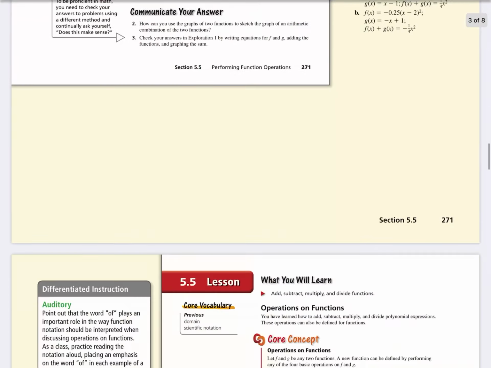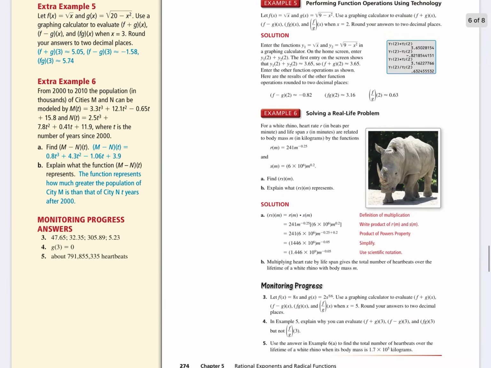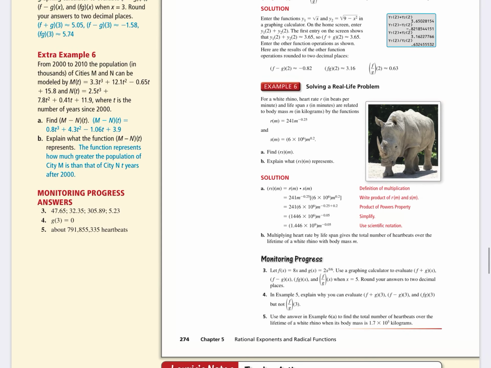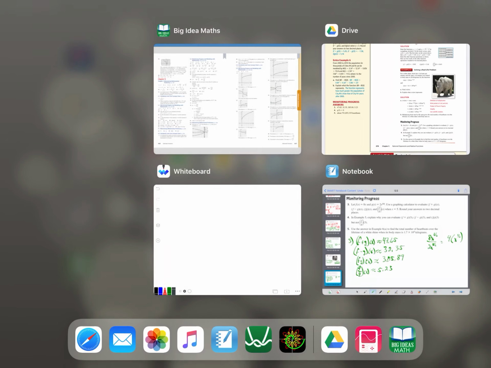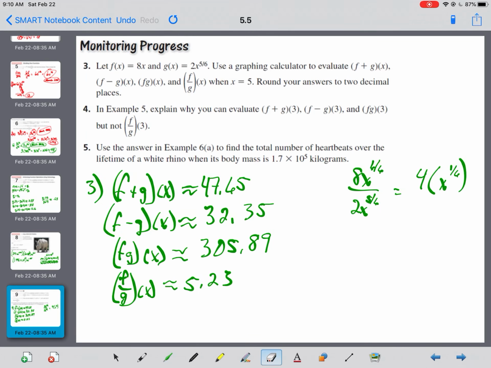And awesome. Too far. There's that rhino. Because g of 3 equals 0. Why does g of 3 equal 0? 3 to the 5 sixths times 2 doesn't equal 0. So I don't think they're right. But that would be why you couldn't. It would be if it made it 0, but it doesn't make it 0. I think the book is wrong, which happens sometimes.